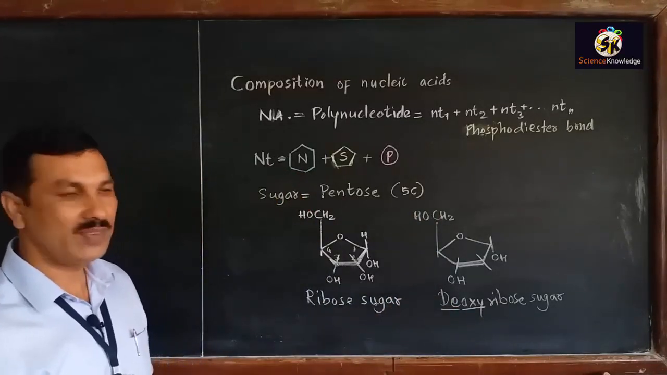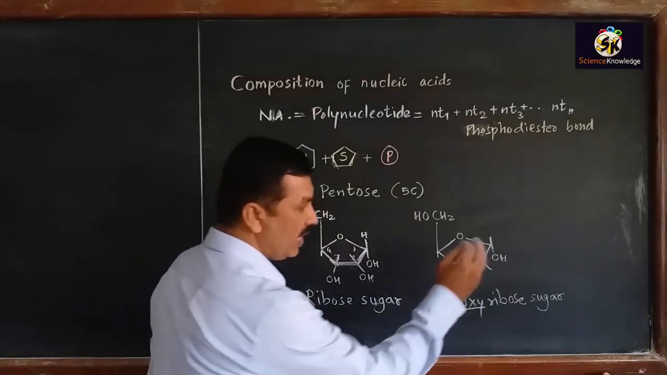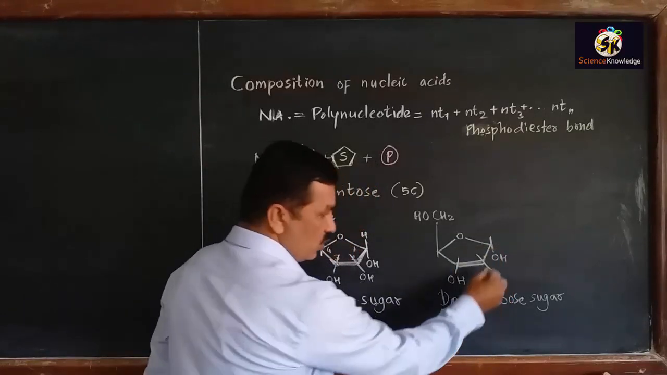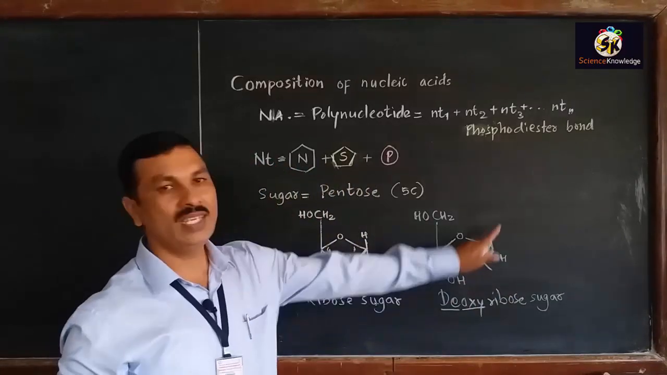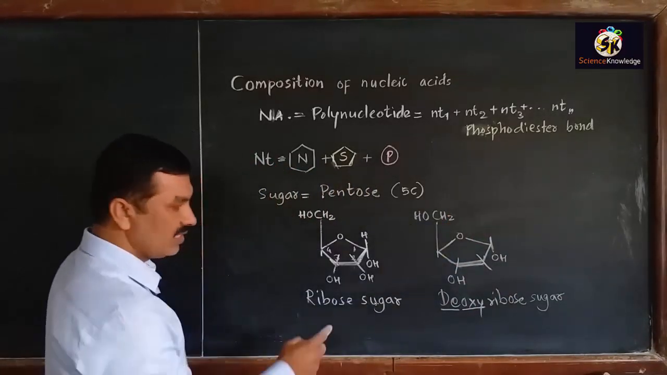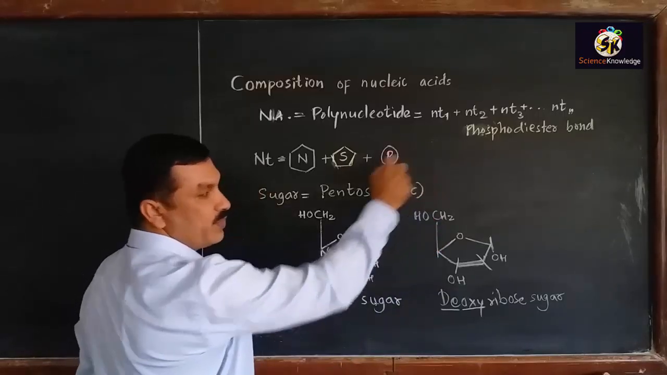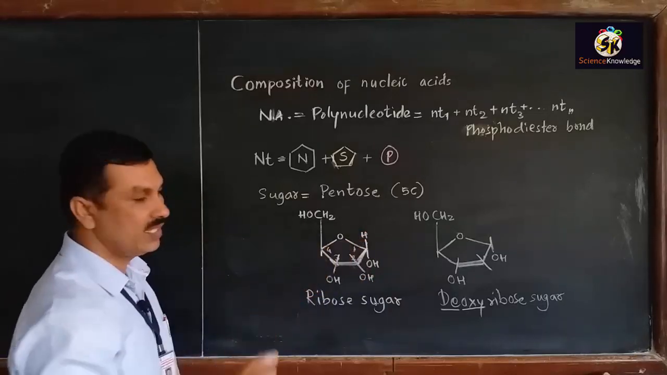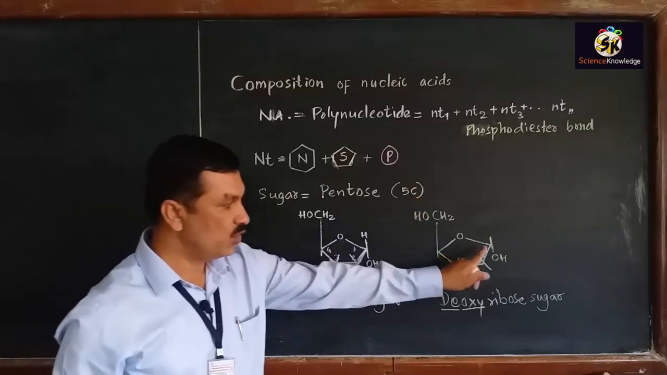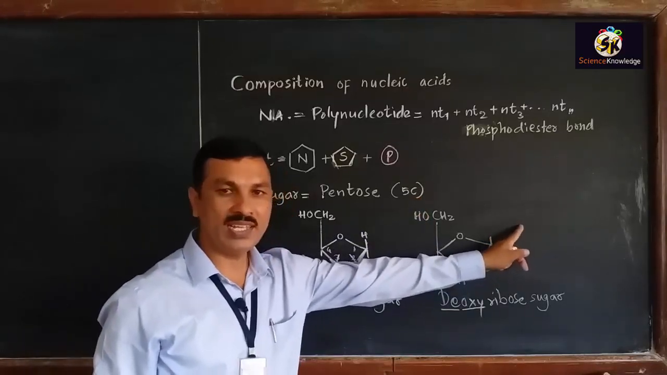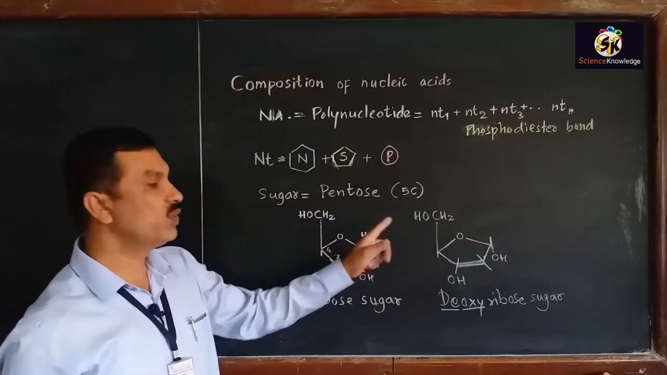Now note that whenever it interacts with a nitrogen base, the nitrogen will always interact with carbon number 1. So this OH is very important and it is involved in interaction with the nitrogen base. Similarly, the fifth carbon interacts with phosphate. So whenever the sugar interacts with phosphate, it will do so with the help of the fifth carbon. In this way, sugar plus nitrogen base forms a nucleoside, and sugar plus nitrogen base plus phosphate will produce a nucleotide.